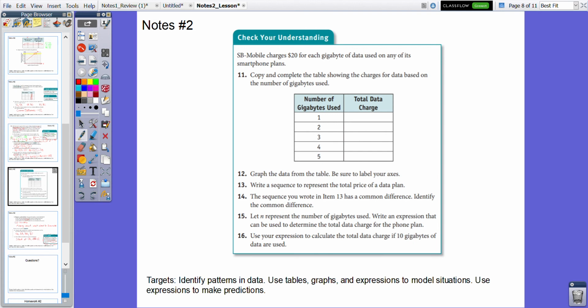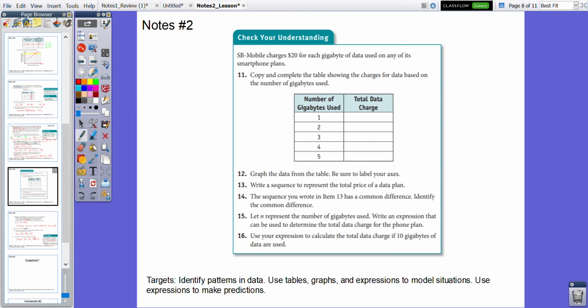All right, number 11. Check your understanding. It says SB Mobile charges $20 for each gigabyte of data used on its smartphone plans. Copy and complete the table below. Table showing the charges for data based on the number of gigabytes used.